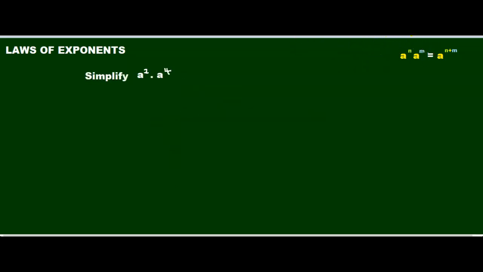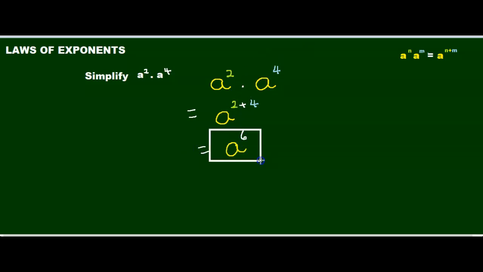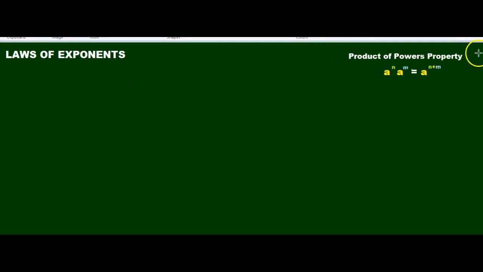Simplify a squared times a to the power of 4. So we can write it as a squared times a to the power of 4 equals, since they're both the same base and they're separated by the multiplication, we can say that a to the power of 2 plus 4, which equals a to the power of 6. And that's your solution. What I've shown you is called the product of powers property.